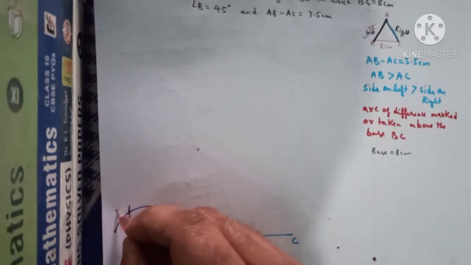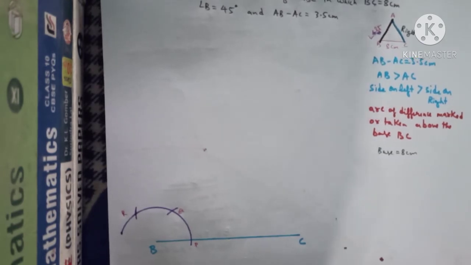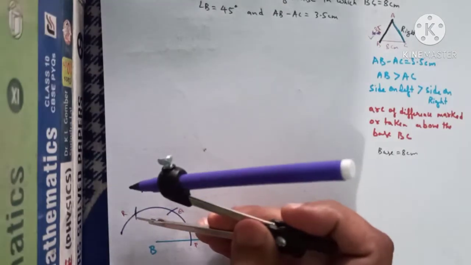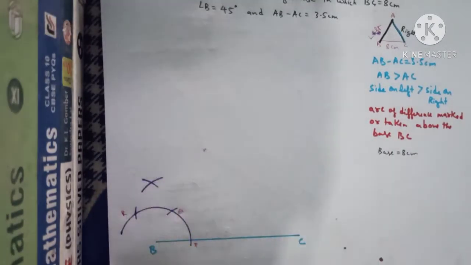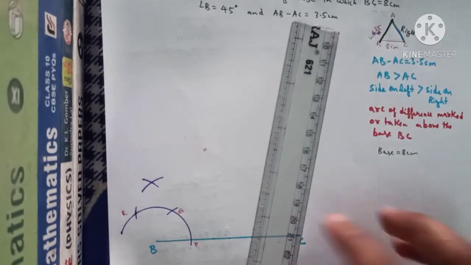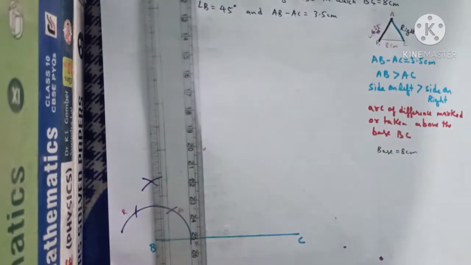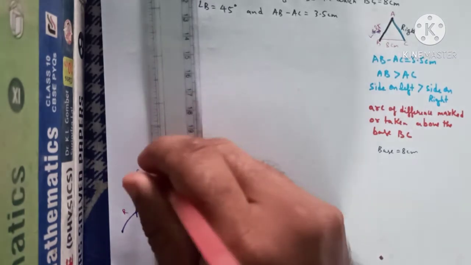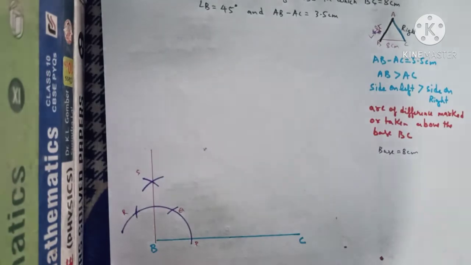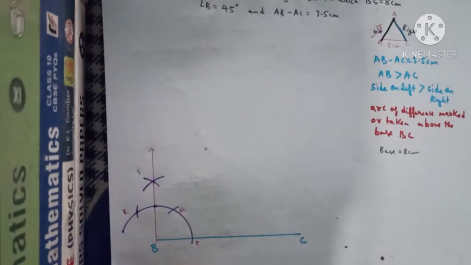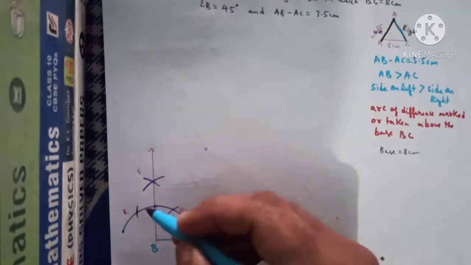Okay, with Q and R as centers, taking radius equal to or more than half of QR, we will draw arcs such that they are intersecting each other at a point, and we'll name this point as S. Now join B to S. CBS will be 90 degree, and BS is intersecting the semicircular arc at a point, say M.